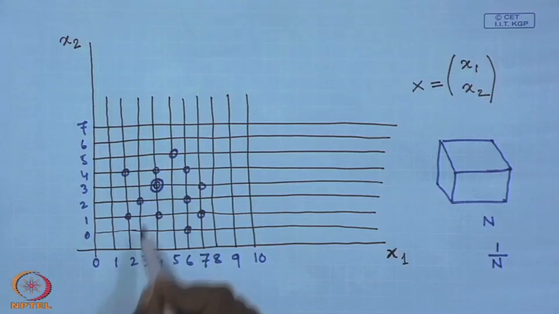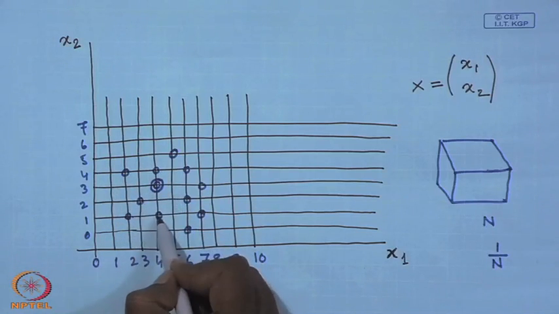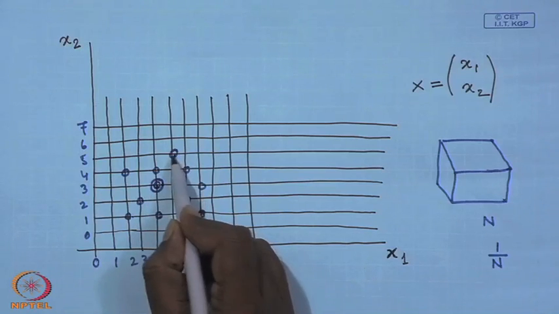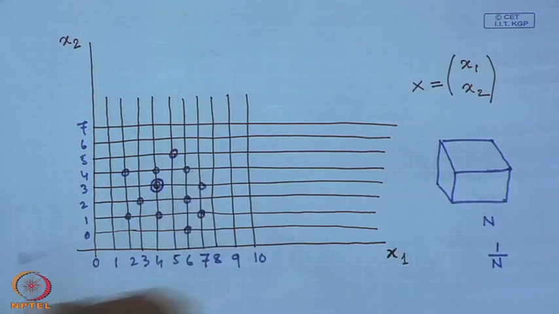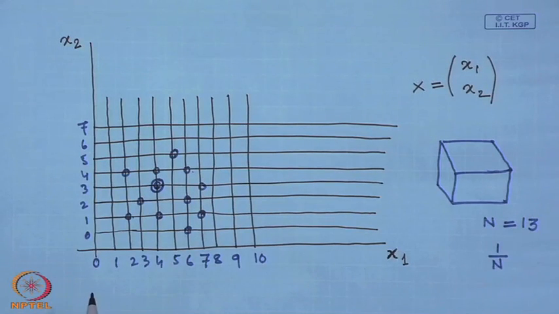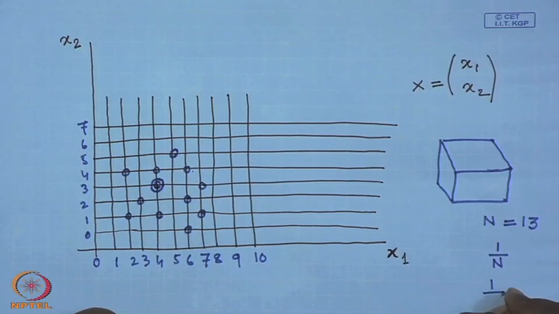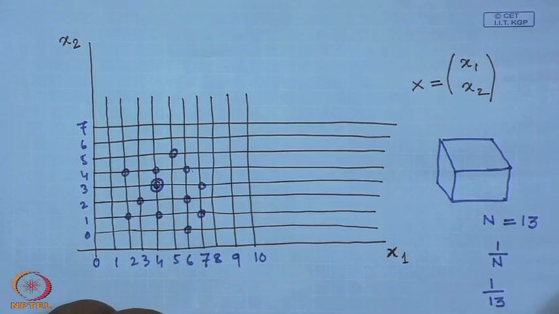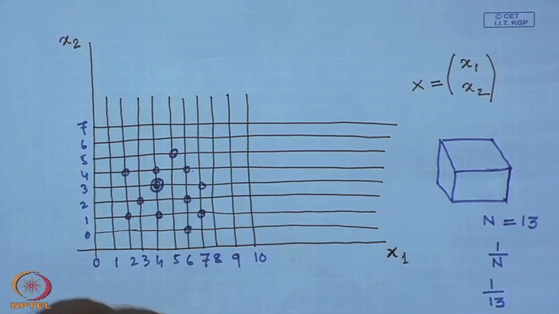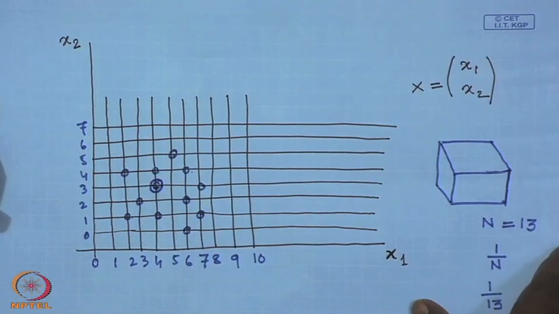Now here you see that I have got 1, 2, 3, 4, 5, 6, 7, because here there are 2 samples, 7, 8, 9, 10, 11, 12, 13. So, there are total 13 samples. So, I have N equal to 13, and as I have 13 samples, volume of every box will be 1 upon 13. From this volume, I have to find out the height of this box or height of the rectangular window function.